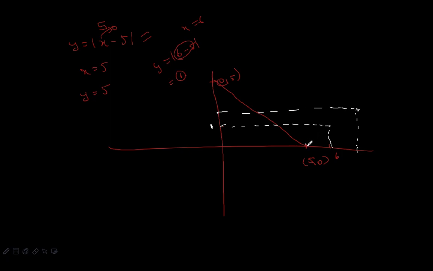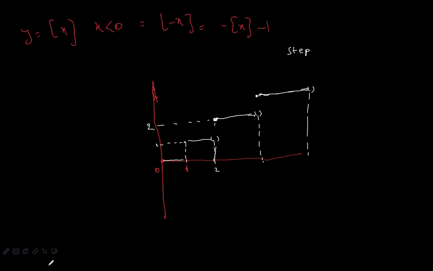So we'll join these 3 points, so it is the graph of this function. The total graph is this and this. It's a V-shaped graph. The mod function always gives a V-shaped graph. Now I'll show you a different method to draw these graphs.